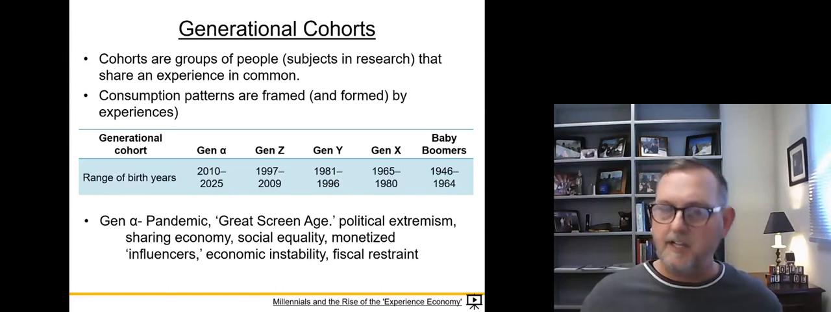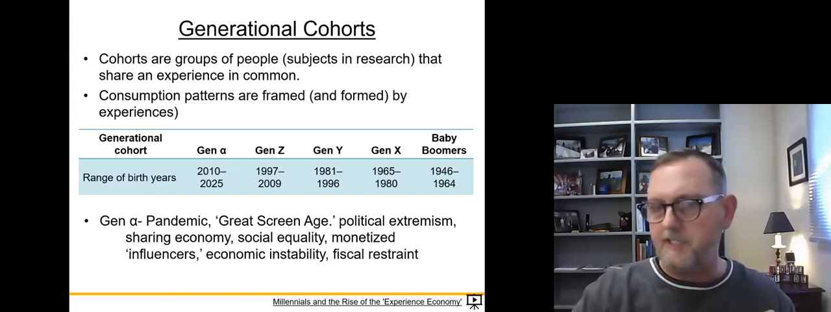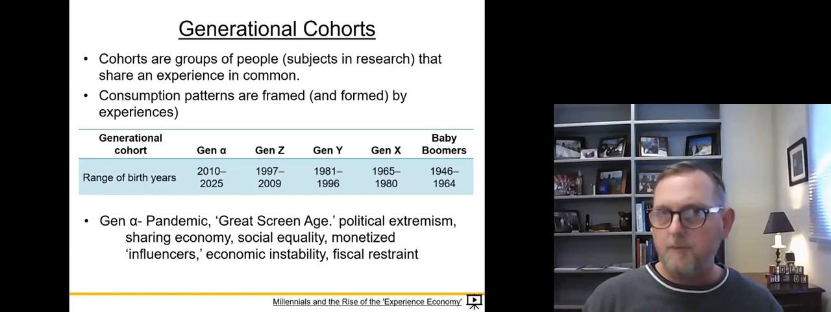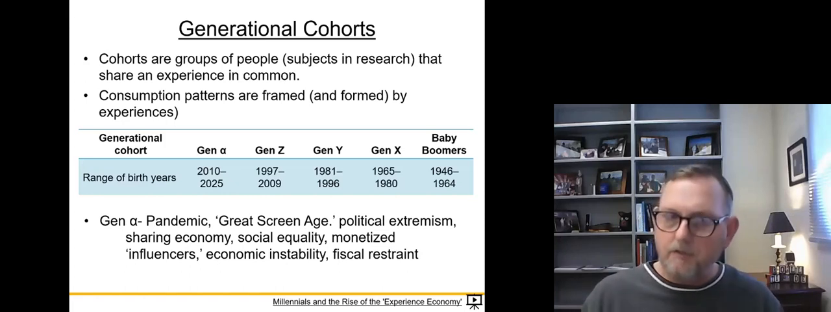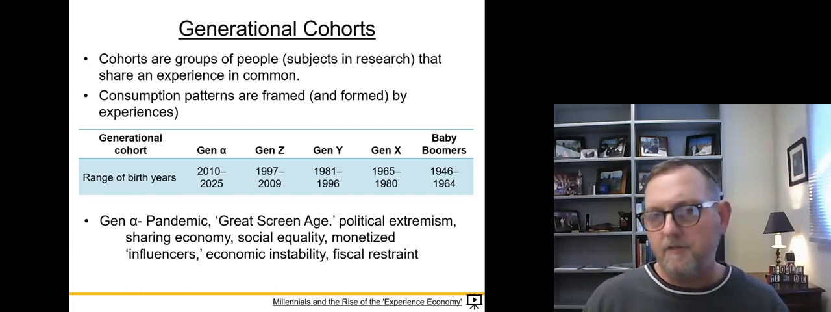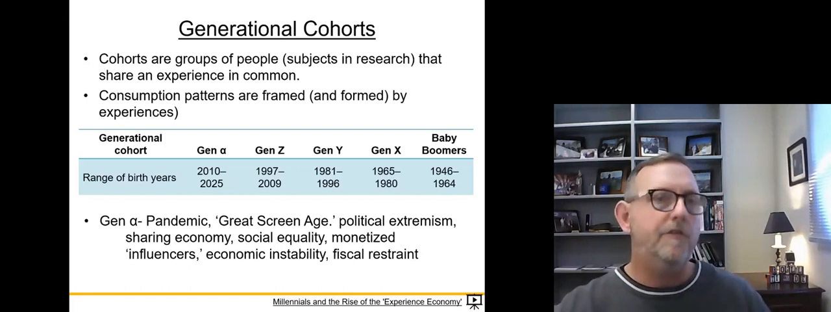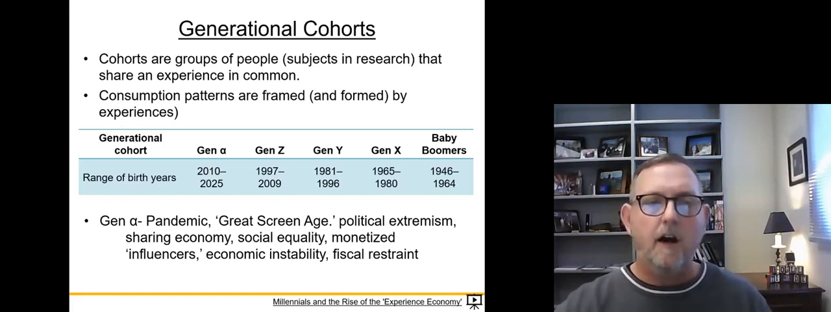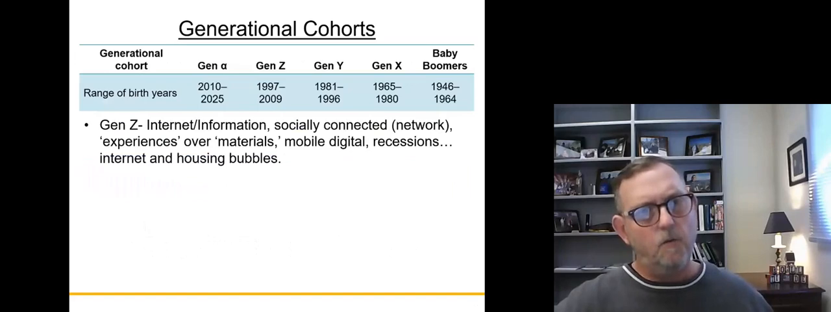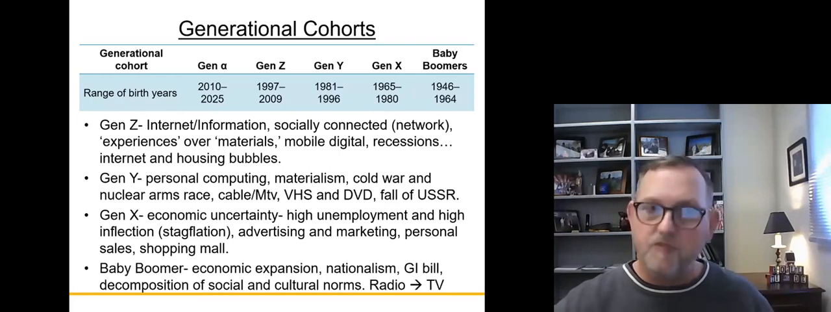It's also called the Great Screen Age because everybody in this age group has a ton of screen time. That's a big part of their existence. Political extremism is what they're growing into. Shared rides, shared economies, social inequity, monetized influencers. These are all things that they are growing into while they're forming their consumption patterns. So you can see how what they're living through is going to shape how they purchase products.